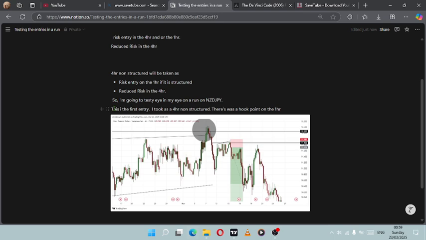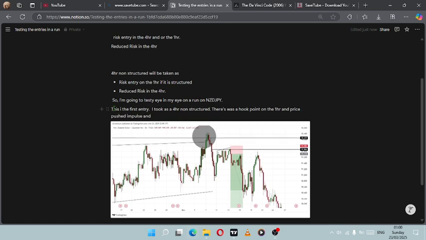Now price pushed impulsively, and then built volume, and then built volume towards between here. This was a third model.